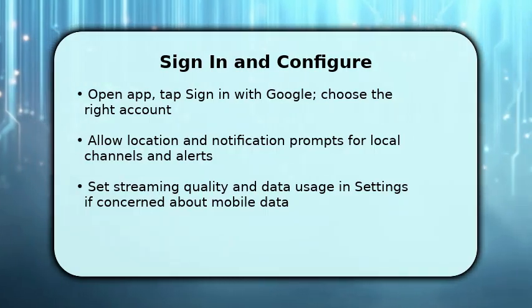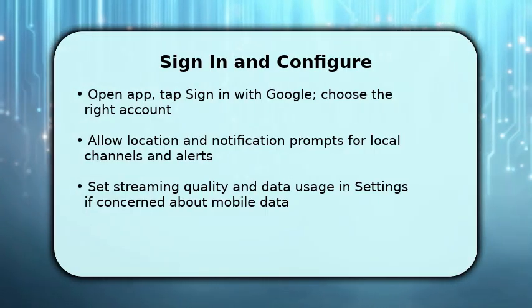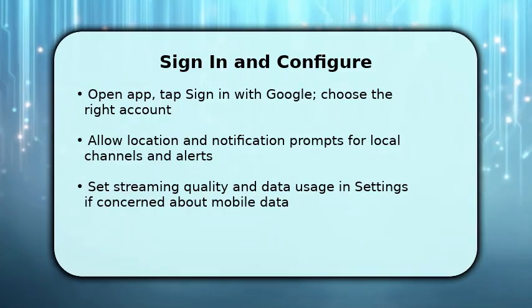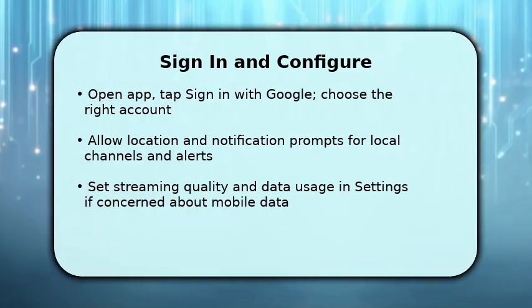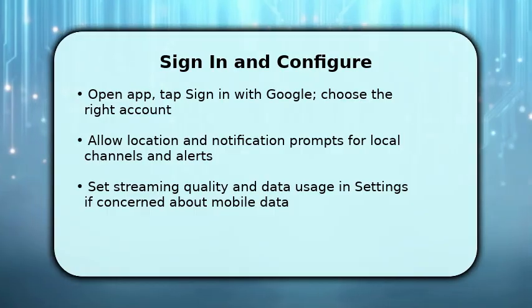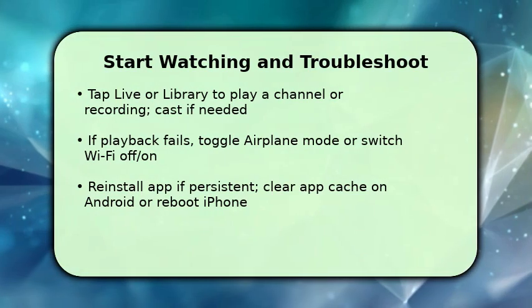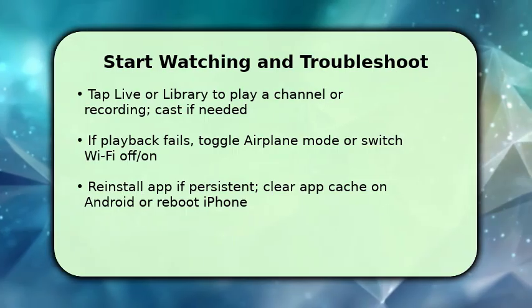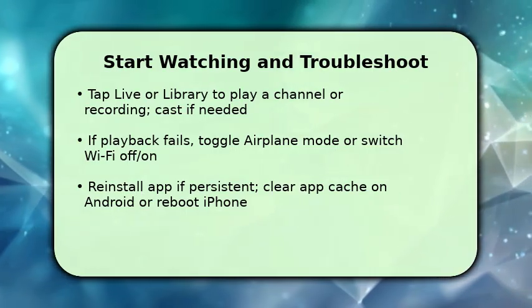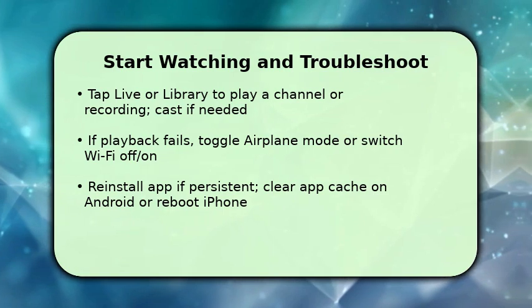Next, go into Settings inside the app to choose streaming quality and adjust mobile data usage, so you balance video clarity and data limits. If you share the account, verify household sharing, or add family members. To finish, tap Live to watch current channels or Library to play recordings. Use the cast icon to send video to a TV when available.